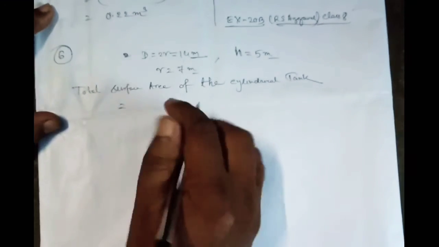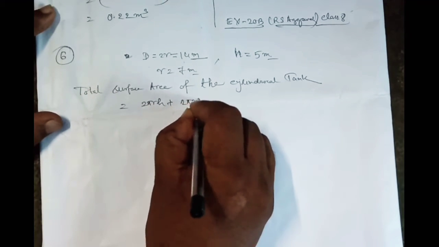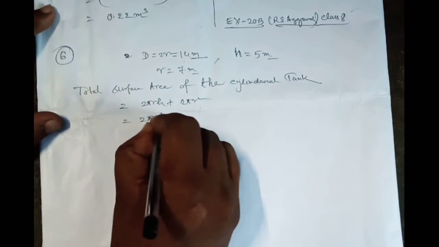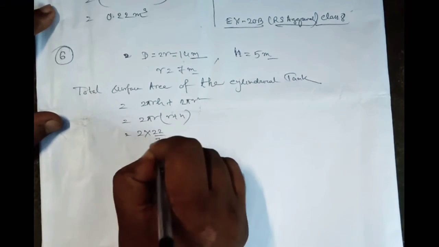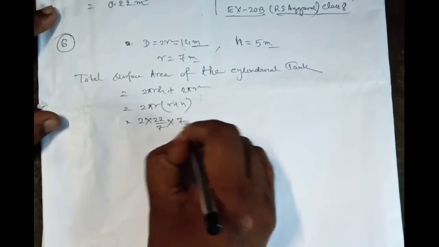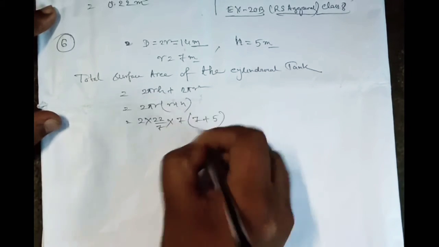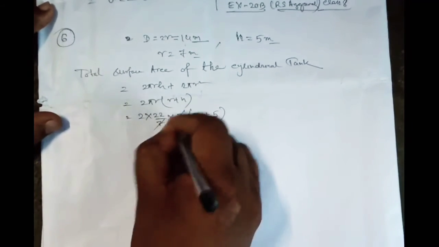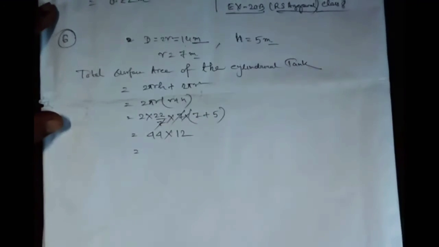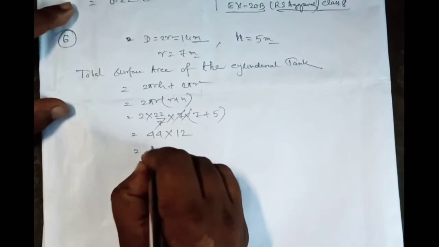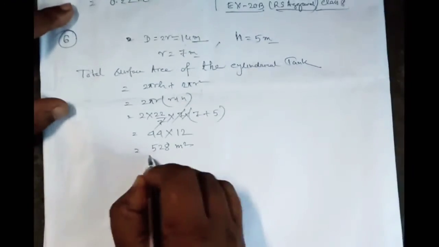So the total surface area of a cylindrical tank is equal to 2 pi rh plus 2 pi r square, that means 2 pi r into (r plus h), that will be the formula. Now 2 into pi means 22 by 7, into r is equal to 7, in bracket that would be 7 plus 5, that is 44 into 12. So if we multiply it, we are getting 528 meter square.